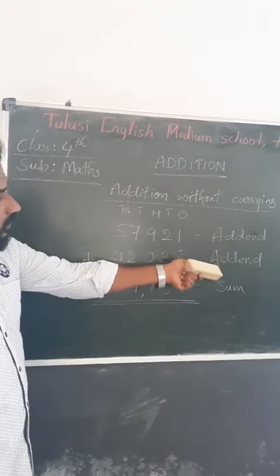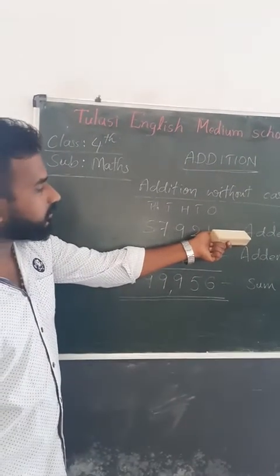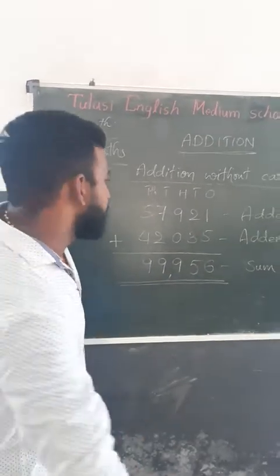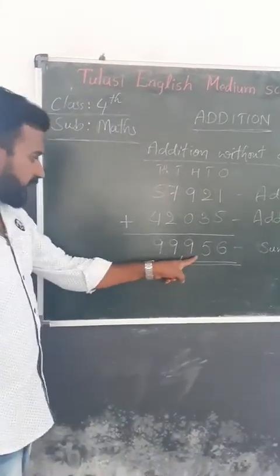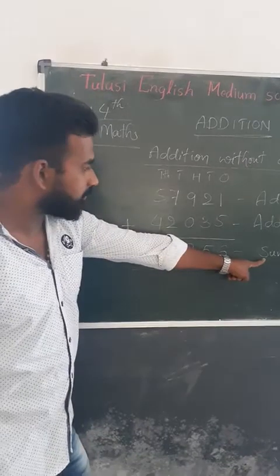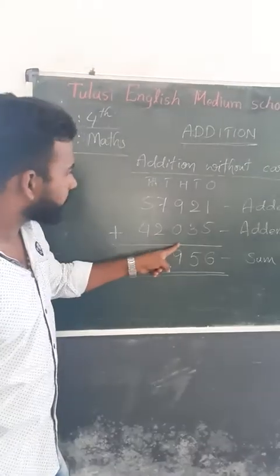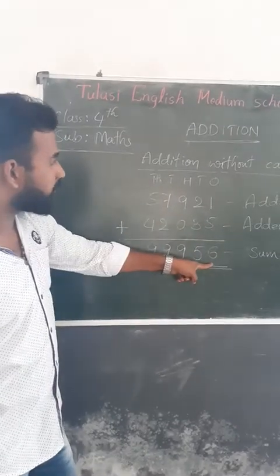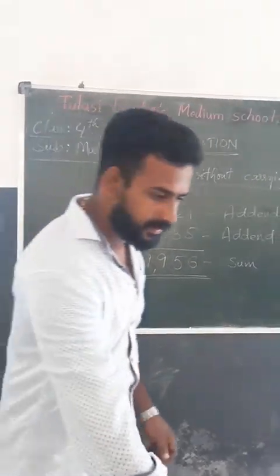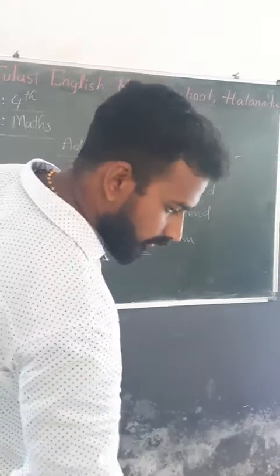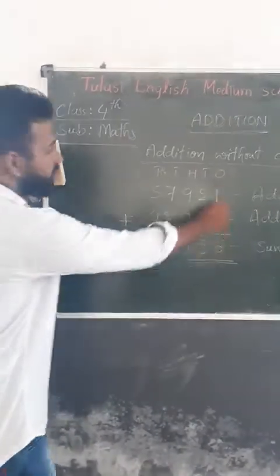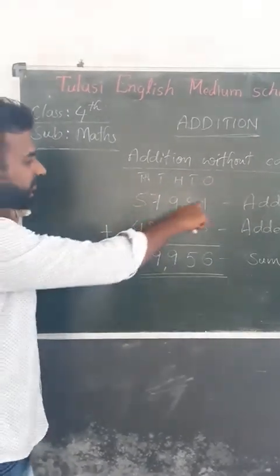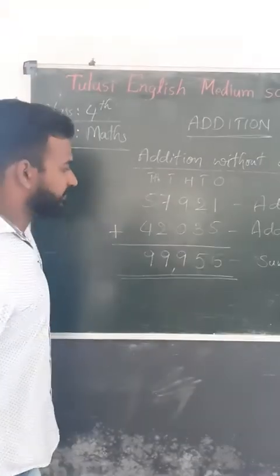Addend, if there is more than one, we call them addends. 99,956 is the sum of these two numbers. And sum is total. When we add, we get the sum. See, this is the ones place, tens. You have to add the digits according to places.